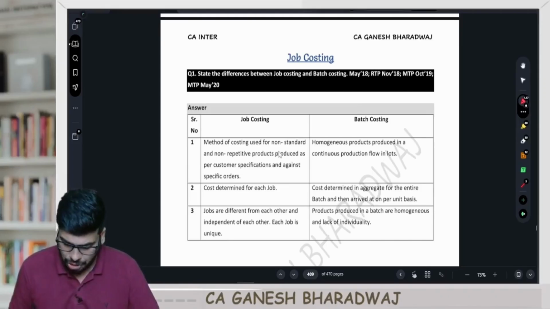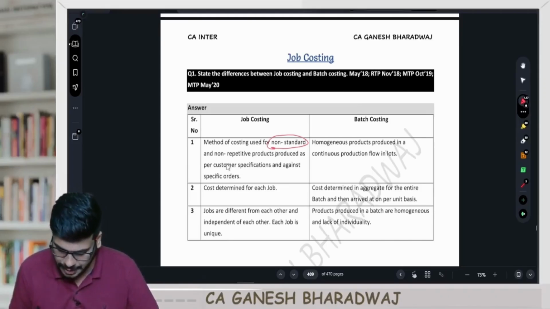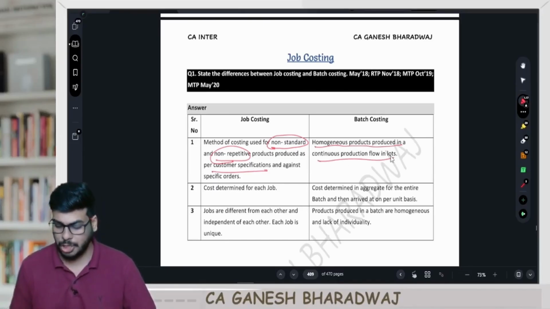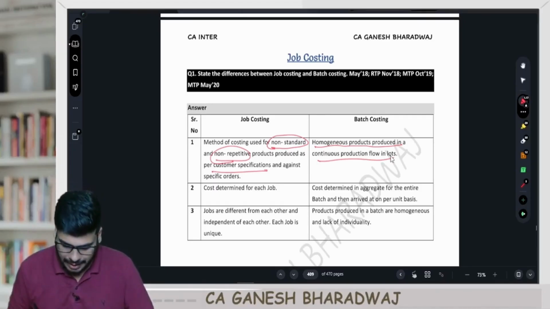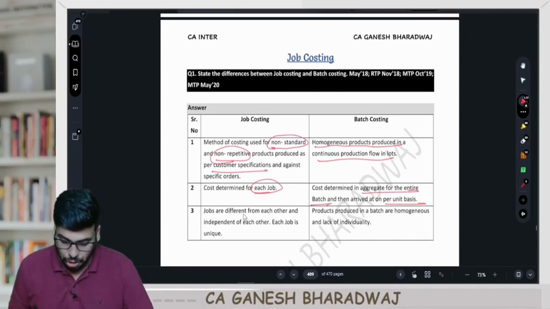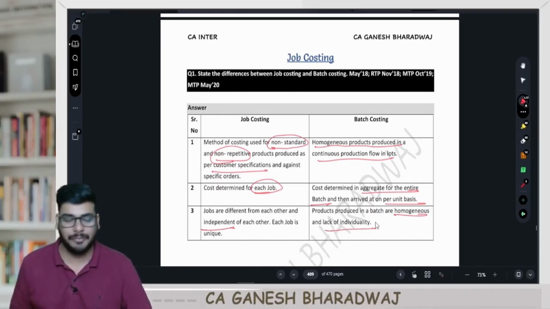But let me just tell you, job costing is used for non-standardized, non-repetitive products as per the customer specifications. Batch costing is actually used for homogeneous products produced in continuous production flow in lots. Don't worry, in the next session itself, we will be learning what it is. Cost is determined for each job. Cost is determined in aggregate for the entire batch and then arrived at on a unit basis. Jobs are different from each other and independent of each other. Each job is unique. Products produced in a batch are homogeneous and lack individuality.